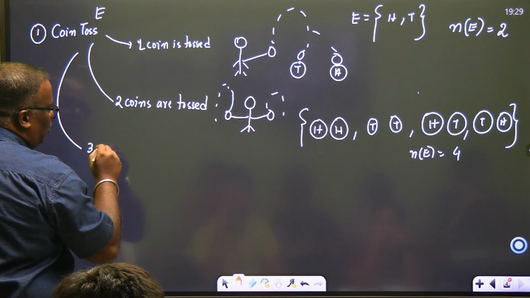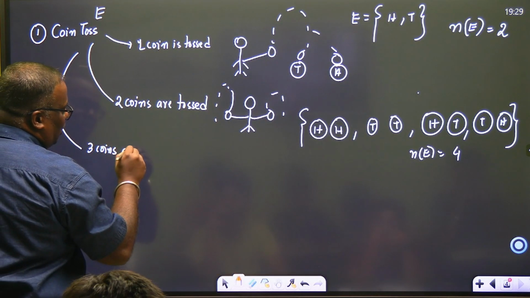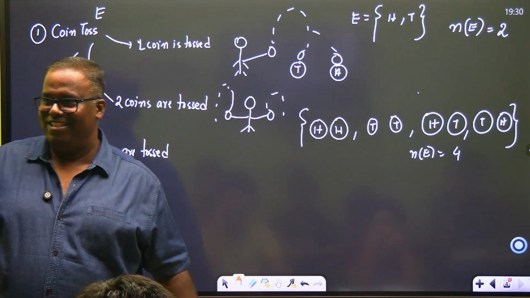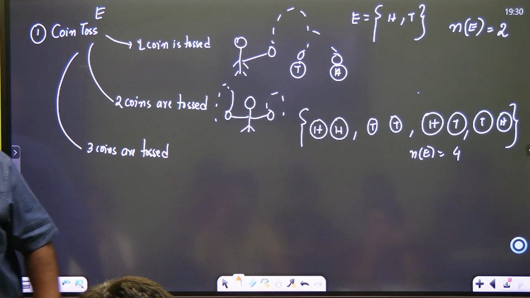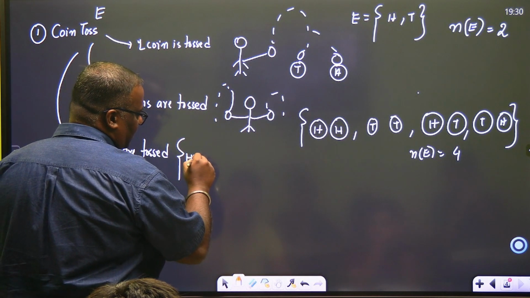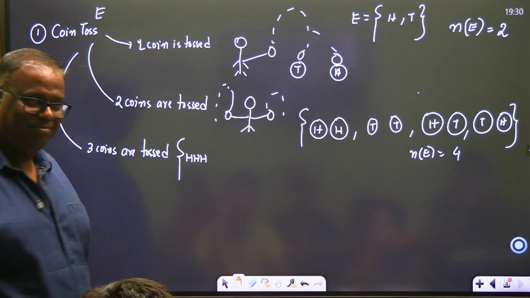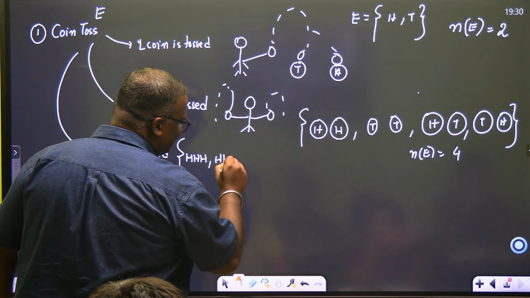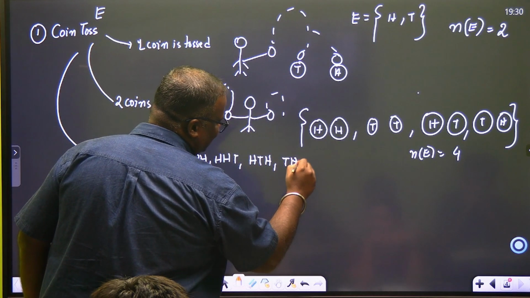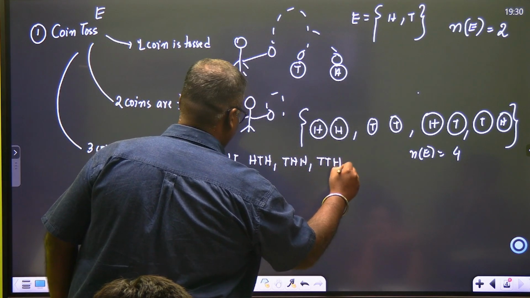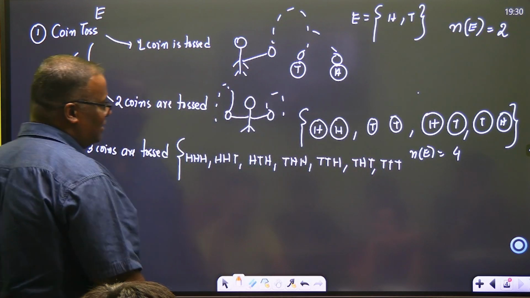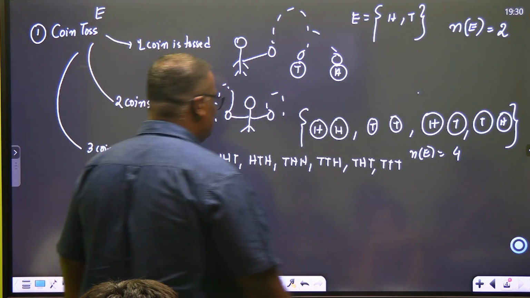3 coins are tossed. Mr. Rajiv Rastogi, big reason to worry. Now the job becomes a little bit difficult. आ जाओ, 3 कॉइन को टॉस करते हैं, देखते हैं क्या क्या आता है. HHH, HHT, HTH, HTT, THH, THT, TTH, TTT. कुछ बचा है?